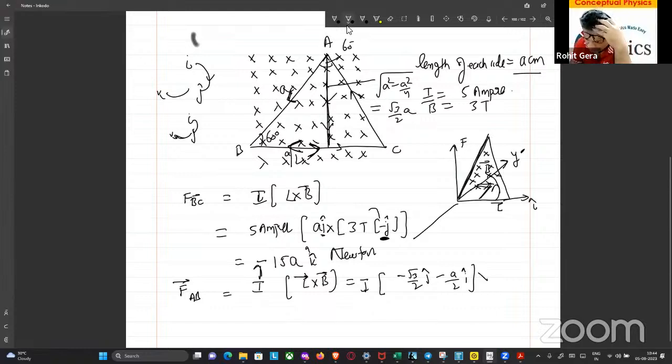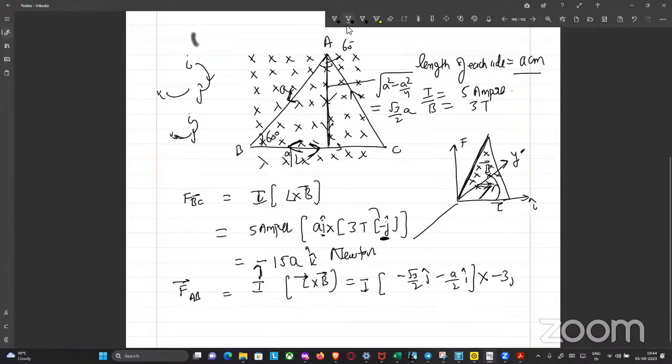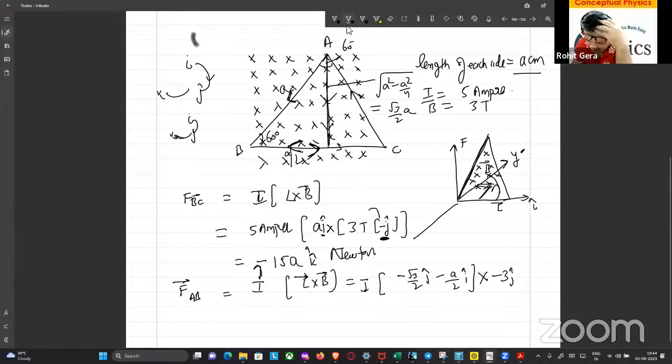Multiply by cross product of B. B is still where it is, minus 3 J Tesla. So this is equal to current 5 J cross J 0 and I cross J K, and minus becomes plus. So 3A by 2 K.